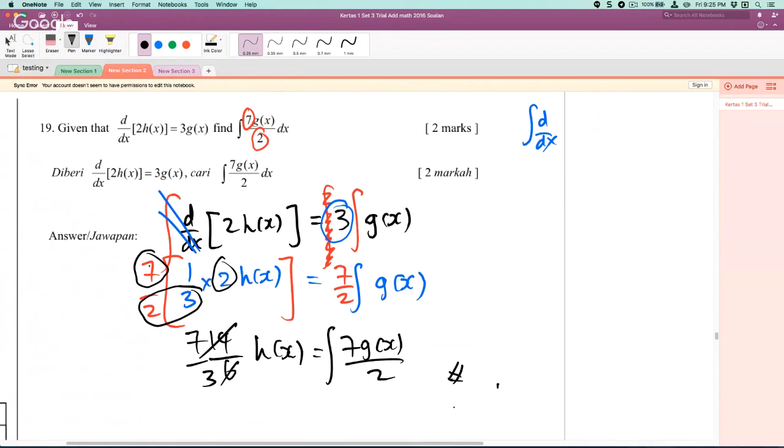This is the answer. This question is actually a little bit confusing because the question doesn't tell you that you can leave your answer in terms of h(x). Whenever you multiply something into one side, you have to make sure you multiply on the other side as well. You always need to multiply for both sides.